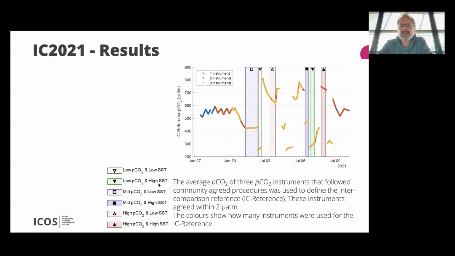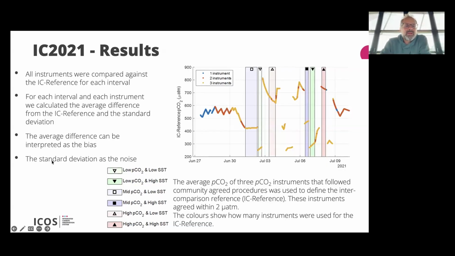So it started here, and then one instrument was connected after the other, pCO2 still at room conditions. And then we started to lower it down to something like 250 and went up to something like 800 and did this several times. And again, these areas here are different conditions ranging from low pCO2 and low SST to high pCO2 and high SST and all kinds of combinations in between.